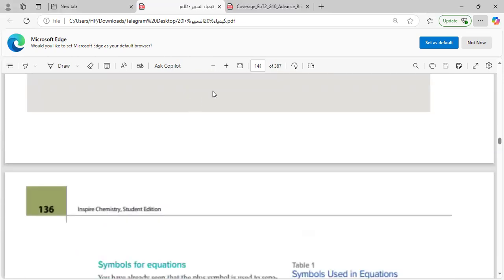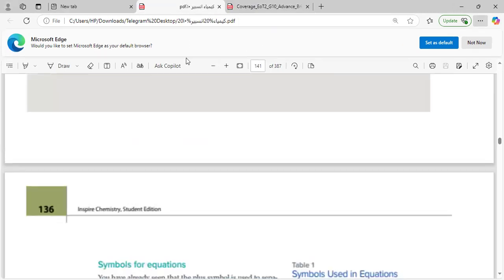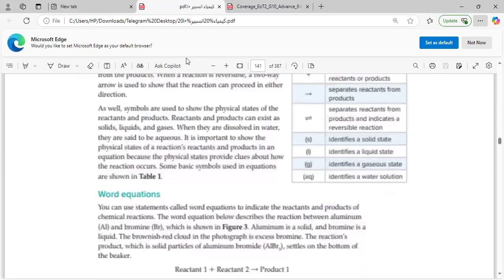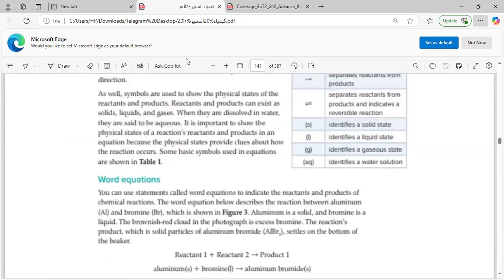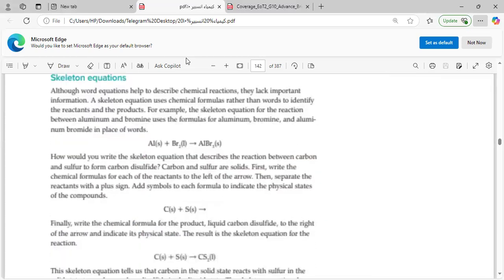That was the first question. Now the second question says to write a sketch equation, the forward equation and vice versa. What does that mean? It means we have an equation here.